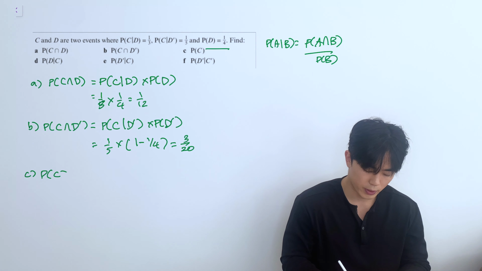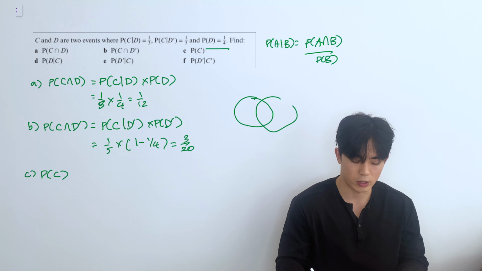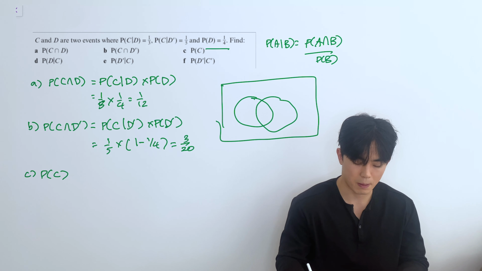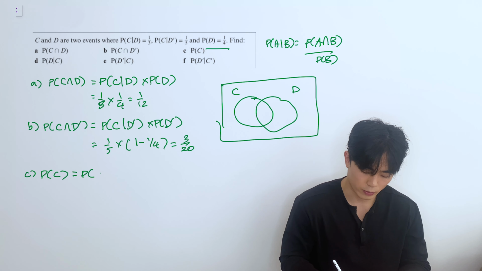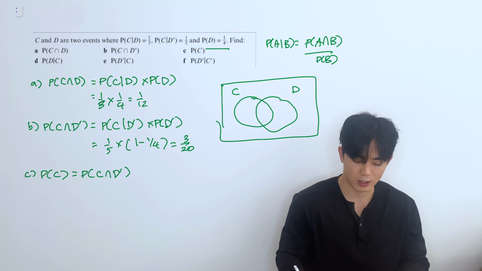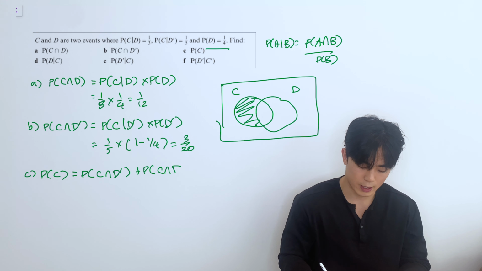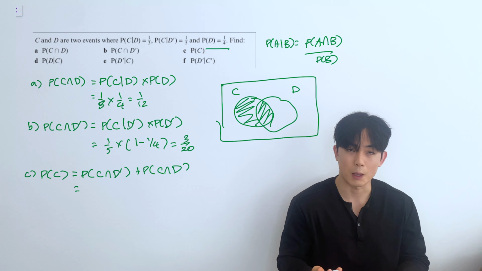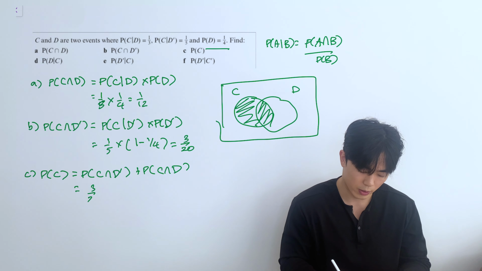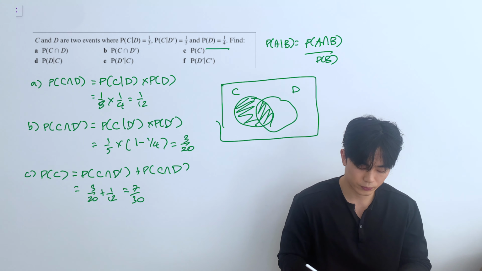Part C, the probability of C, like so. Now it's best, even now, to imagine yourself drawing some Venn diagrams. That way you can visualize it a bit better, right? This is C like this and D like this. So using what we know already, the probability of C is going to be the probability of C and not D. That's what we found already. So C and not D will represent this section here, plus the probability of C and D, which will represent this intersection part here. So it's going to be the sum of the first two values we got before. So 3 over 20 plus 1 over 12, and we get 7 over 30.